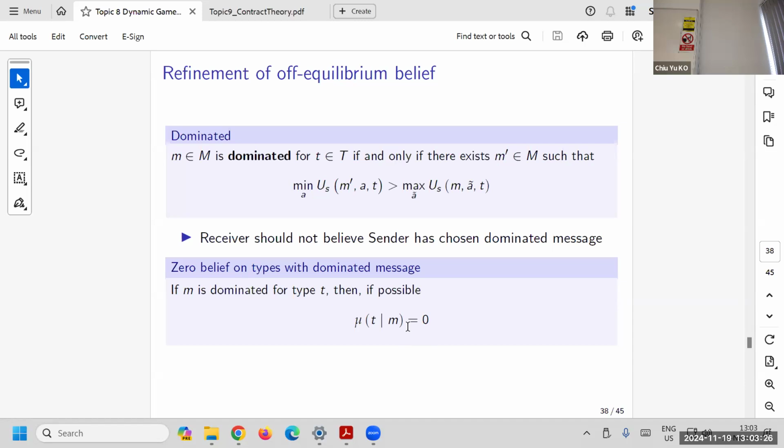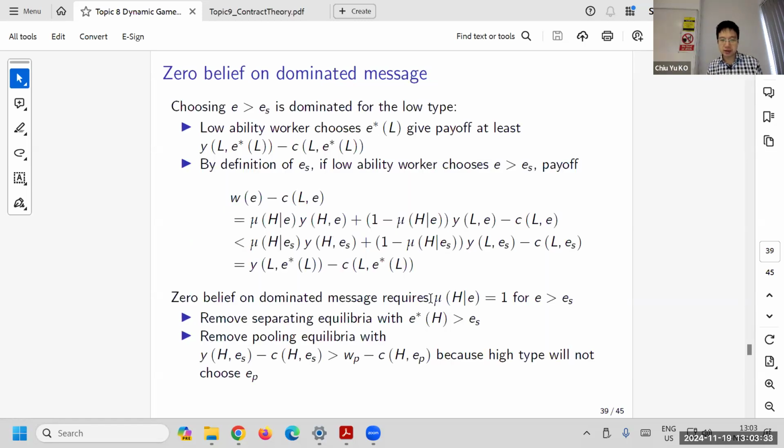Okay, let's see how this is applied. It's hard to describe in the math, but let's see the case. The argument is rather simple, and it will kill the equilibrium that is inefficient for the high type. So remember the low type. The indifference curve is like this.